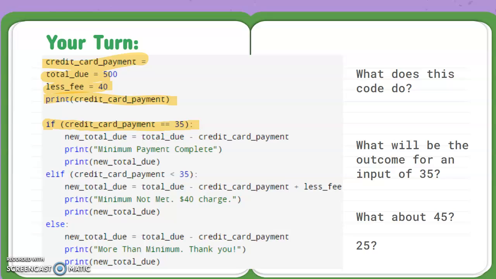So this is a new variable. It's my total due minus my credit card payment. And then it's going to print minimum payment complete and then print my new total. So that would do all of this code. So this is my then.